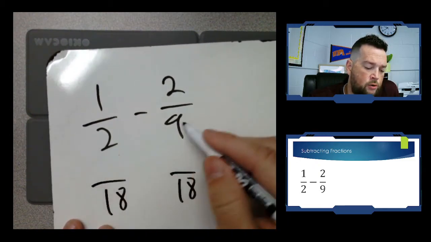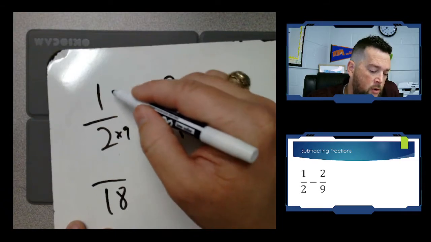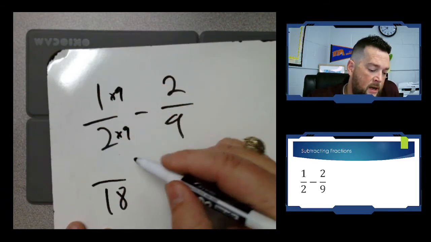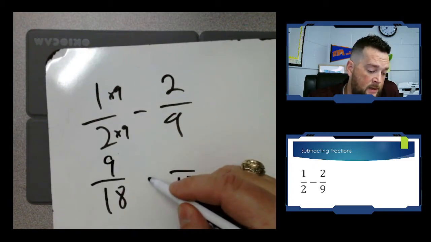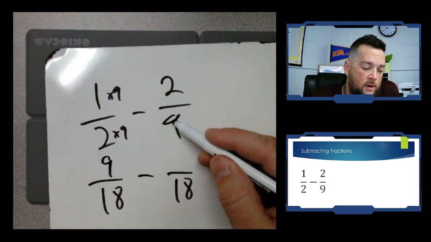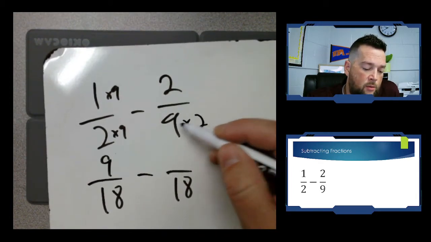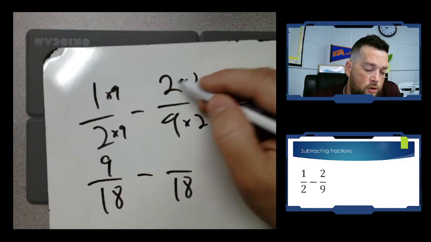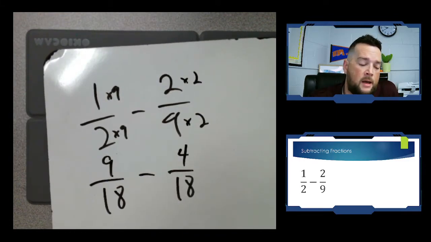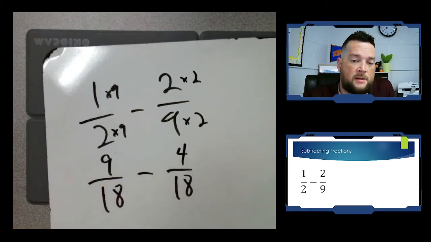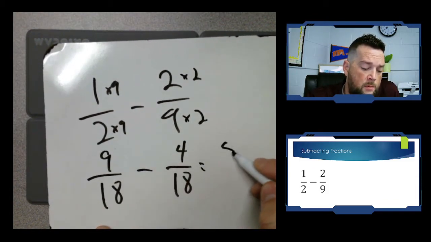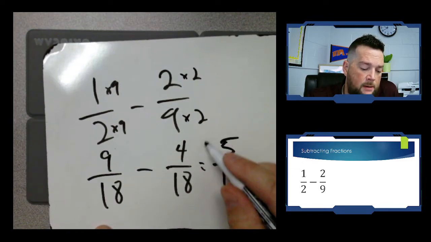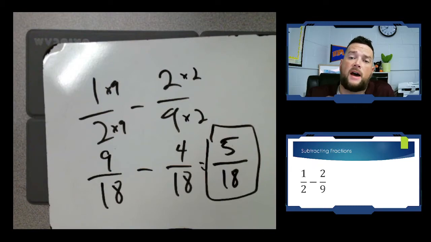So I'm going to multiply 2 times 9, which is 18. Just remember that I had to multiply 2 times 9 to get to that 18. So 1 times 9 for that numerator would be 9/18. Then for converting 2/9 to 18ths, I had to multiply 9 times 2 to get 18, so I'm going to multiply 2 times 2 to get 4. Now I have 9/18 minus 4/18. That's a whole lot friendlier problem because I converted to fractions that have the same denominator. 9 minus 4 would be 5, and we keep our same denominator. So our answer is going to be 5/18.